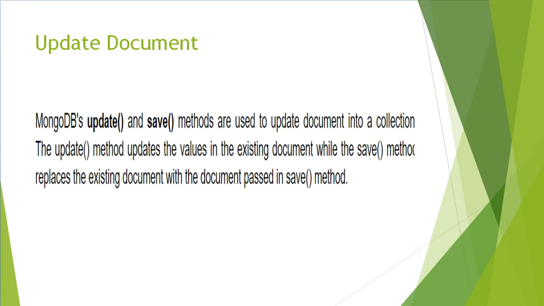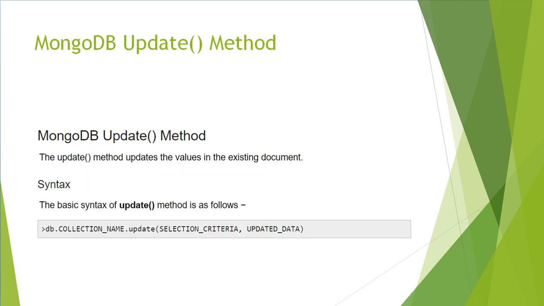So the next one is what the syntax of update looks like, how we can make use of update. We can see this very clearly: db.collectionName.update and the selection criteria. So what it shows is that if we want to update a particular field, then this syntax says the update method starts from here, and then you have to specify your selection criteria and then the updated data.